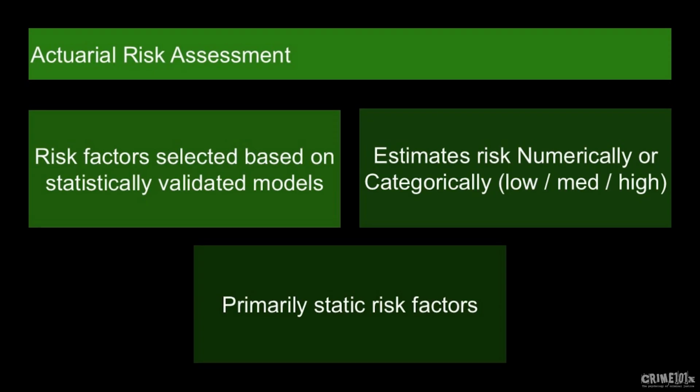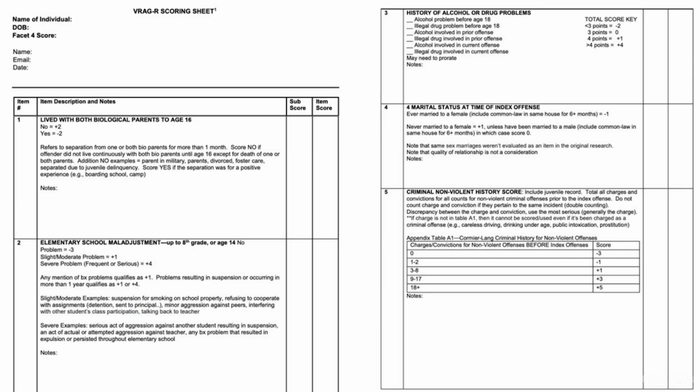Importantly, actuarial tools primarily assess static risk factors. While some can identify dynamic risk factors, they generally offer an estimate of an individual's long-term risk at a single point in time. This makes them less useful for monitoring changes in risk and therefore have limited value for informing risk management plans.